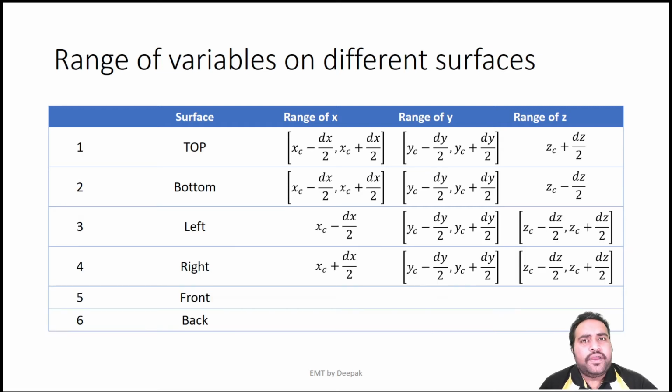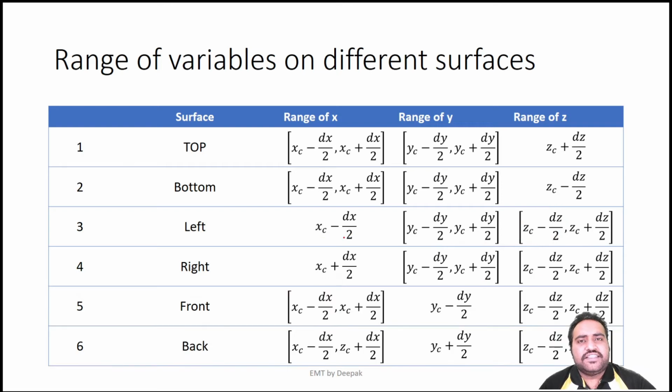Again, for top, left and right surfaces, the values of x are constant. At the left surface, the value of x is constant at xc minus dx by 2. There is change in y, yc minus dy by 2 to yc plus dy by 2. Similarly, the change in z is from zc minus dz by 2 to zc plus dz by 2. So is the case for right surface. In right surface, y and z are changing, but the value of x is constant at xc plus dx by 2. Similar is the case with front surface.